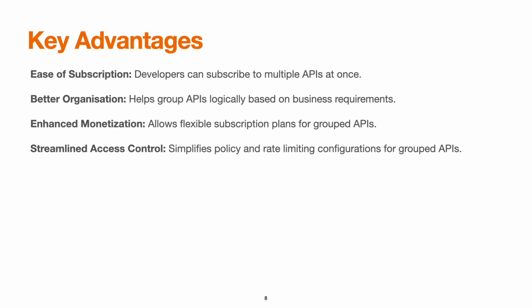If we talk about the key advantages, then ease of subscription, like developers can subscribe to multiple APIs at once, particularly to the specific resources. Better organization, that is, it helps group the APIs logically based upon the business requirements. Enhanced monetization, it allows flexible subscription policies or plans for the grouped APIs. For example, one set of API has 10, 20, 30 resources, but a customer wants a specific set of resources, so the customer will pay only for that. Streamlined access control, that means it simplifies the policy and the rate limiting restrictions for the grouped API.